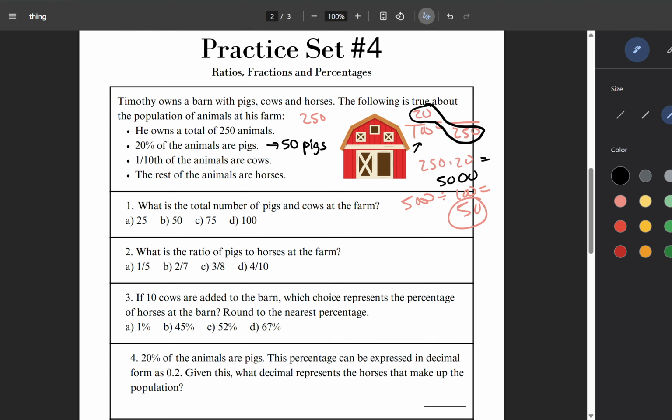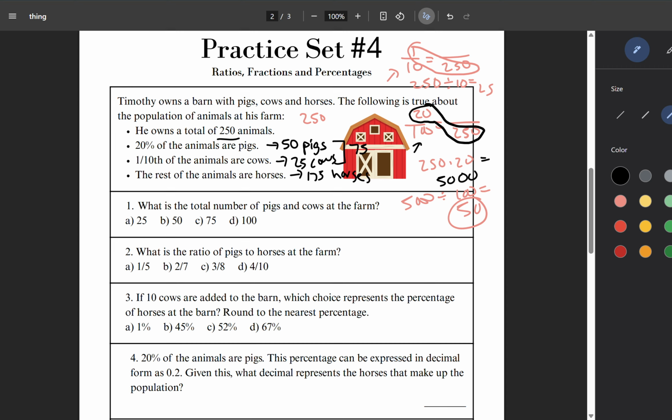Cool. Next, we're told that 1/10 of the animals are cows. So we can do the same exact thing. We can use what we learned about cross multiplication to find the number of cows. So 1 times 250 is 250, divided by 10 is 25. So our friend Tim has 25 cows. And we're told the rest are horses. So if you just do some quick math, that means that we have 75 animals here, but we have 250 in total. So that means we have to have, give me a second. Yeah, that's right, 175 horses.